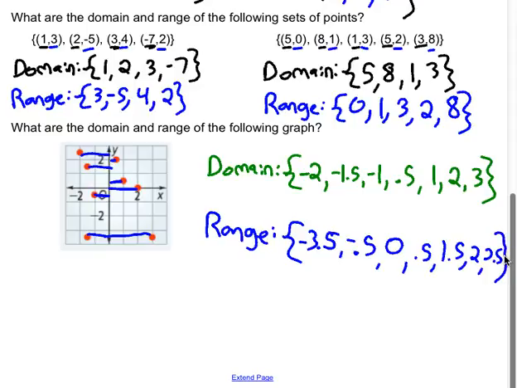So again, same idea as with the ordered pairs. All you're doing is looking to see what are the x values, those become my domain. What are the y values, those become my range.